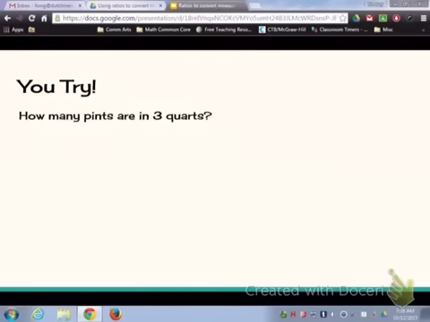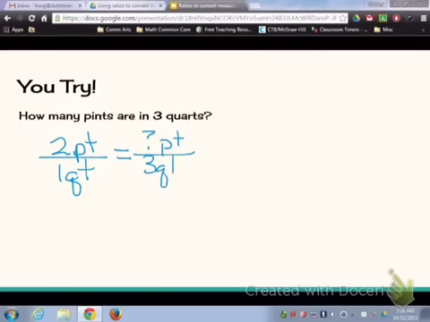Okay, so the first thing we need to do is set up our equivalent ratio. I know that there are 2 pints in 1 quart. My question is asking me how many pints are in 3 quarts. So I set up my equivalent ratio with my missing value. I want to know how many pints are then in 3 quarts. So your equivalent ratio will look like this.